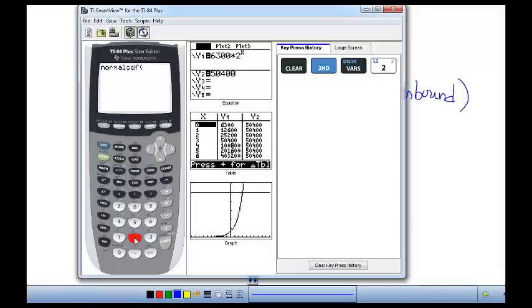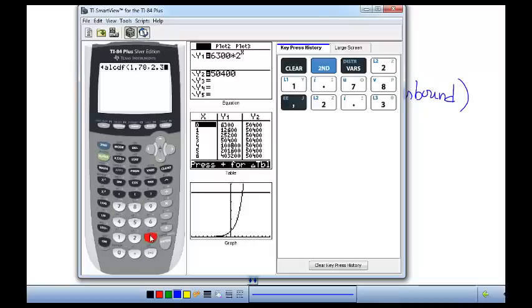So number 2, my lower bound we said was 1.78. Upper bound is 2.33. And 0.0276. Is that what we got when we did it by hand using the table? Yes. Okay. So that was easy, right? We didn't have to look up all the values and stuff like that.